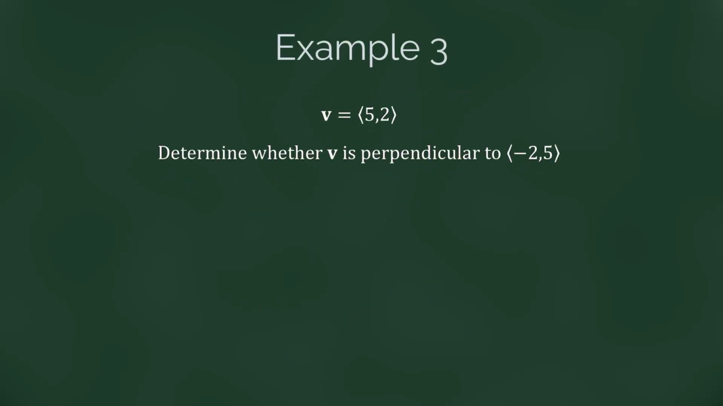All right, in this last one, we're asked to figure out if the vector v equals (5, 2) is perpendicular to the vector (negative 2, 5). So we're going to look at, let's call this one w, just for the sake of simplicity. v dot w is going to be 5 times negative 2 plus 2 times 5, which is 0. So yes, they are perpendicular.